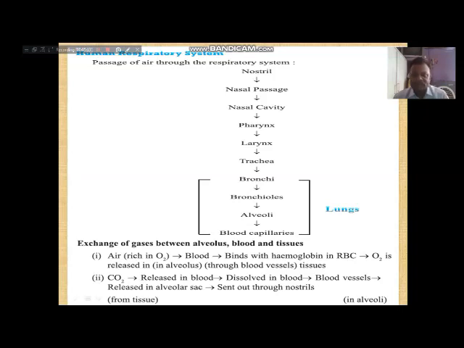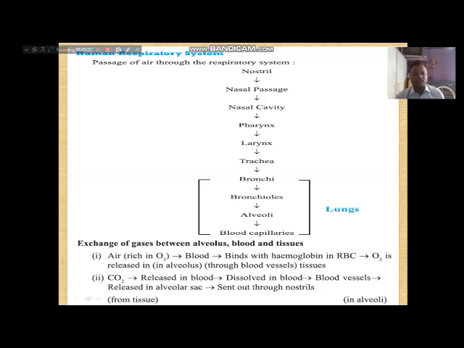So for the passage, the air first enters into the nostrils, then the nasal passage, nasal cavity, pharynx, larynx, trachea, bronchi, bronchioles, and alveoli. In the alveoli, the air containing oxygen is received by the blood capillaries, and the carbon dioxide in the blood capillaries is released into the alveoli. That means you can understand that alveoli is the site for exchange of gases.